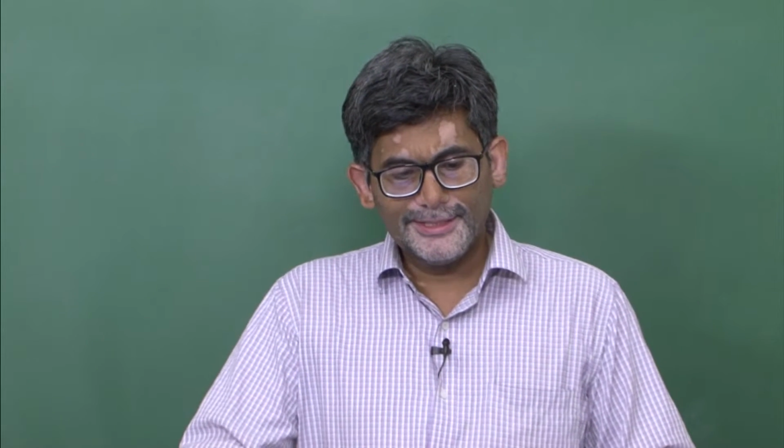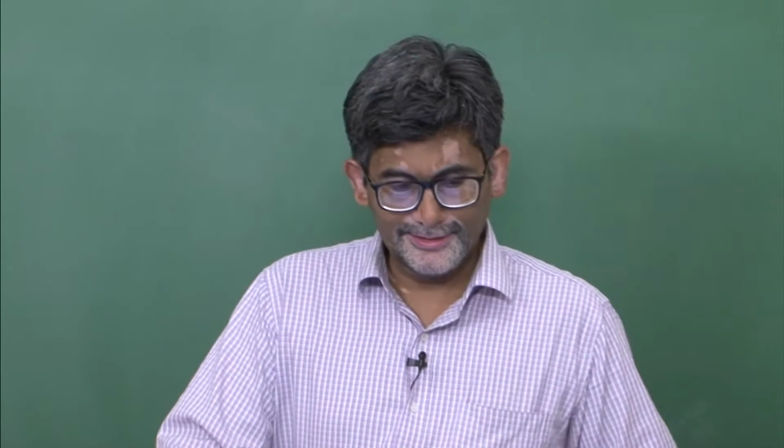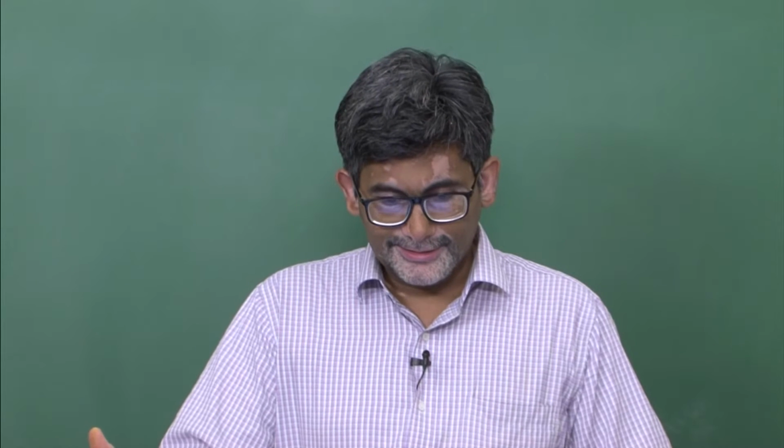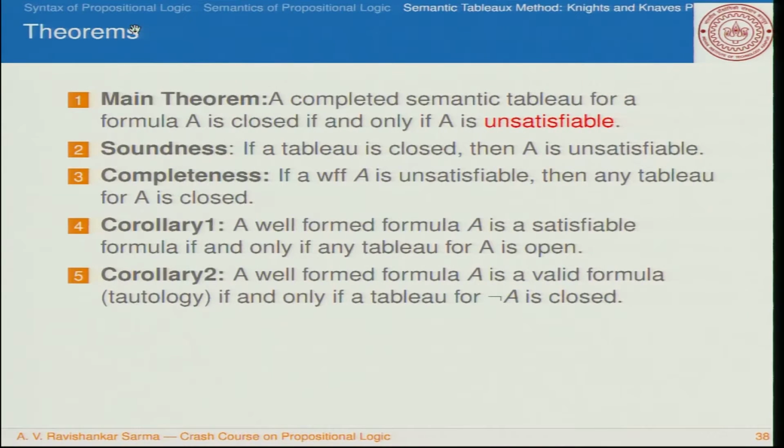So these are some of the things that we will be observing in the case of the semantic tableaux method. A completed semantic tableau for a given formula A is considered to be closed if and only if A is unsatisfiable. That means, suppose you start with a formula X and you take not X into consideration, and all the branches close, then X is considered to be valid.